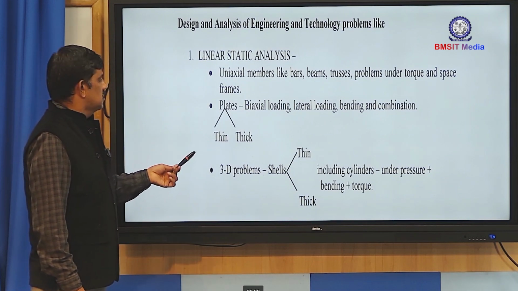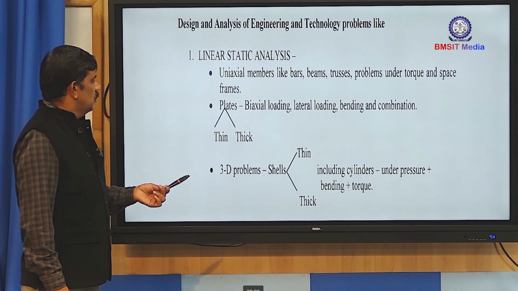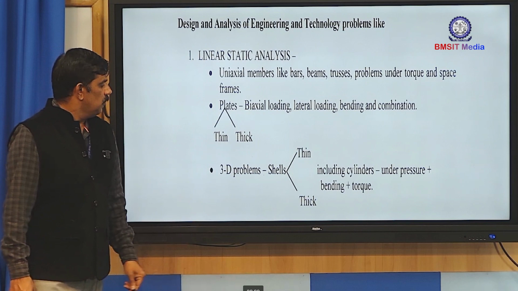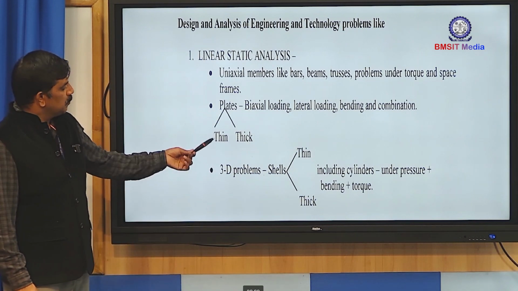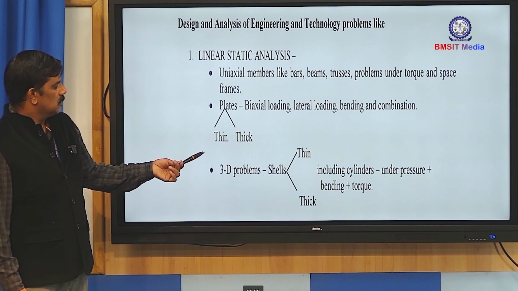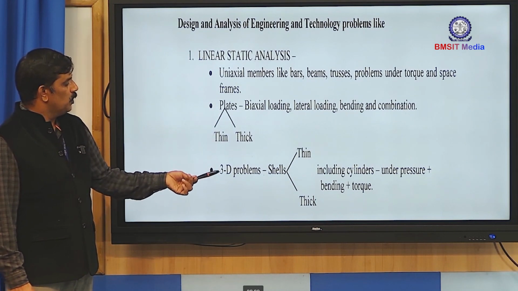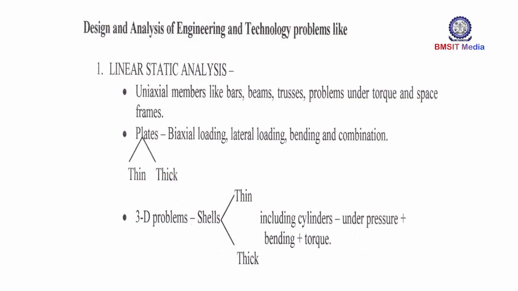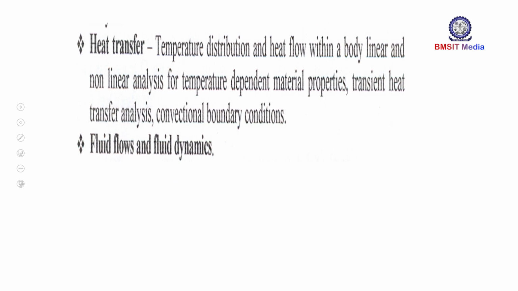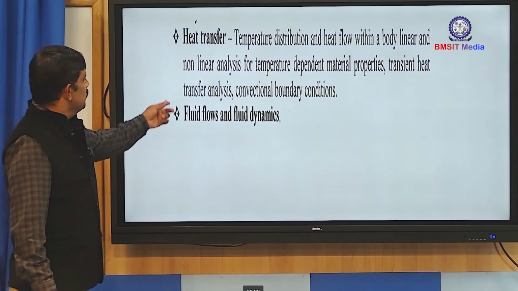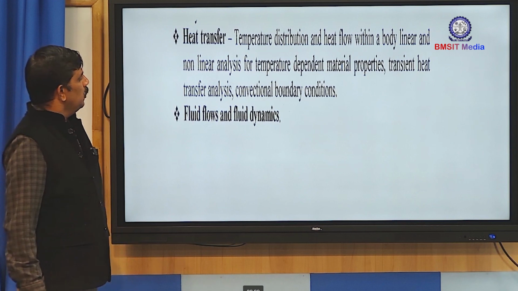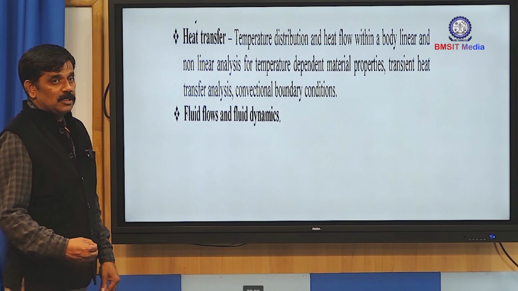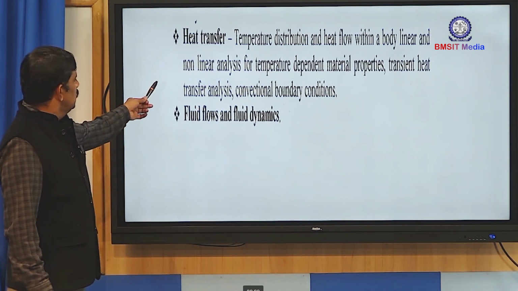Shells come under 3D problems. Depending on the thickness, they may be thin shells or thick shells. The best example is our cylinders, when carrying a huge amount of fluid under high pressure. Then we have to go for the shell element. There may also be heat transfer elements, especially for temperature distribution or heat flow within a body, and it may be linear or non-linear. Linear or non-linear refers to how the temperature changes with respect to distance.